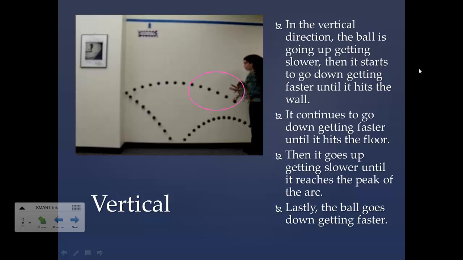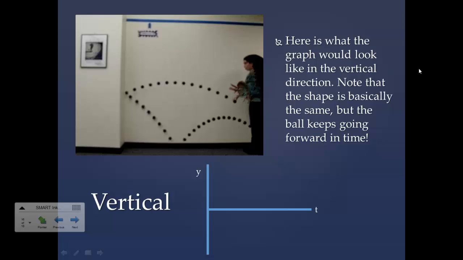In the vertical direction, the ball is going up, getting slower, and then it starts to go down, getting faster until it hits the wall. It continues to go down, getting faster until it hits the floor. Then it goes up, getting slower, until it reaches the peak of the arc. Lastly, the ball goes down, getting faster. Here's what the graph would look like in the vertical direction. Note that the shape is basically the same, but the ball keeps going forward in time.